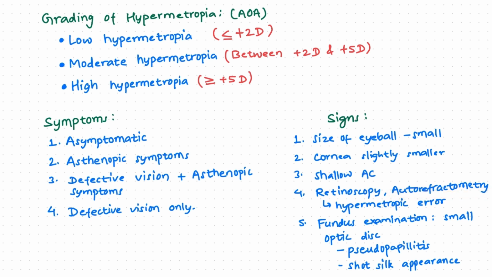During fundus examination, a small optic disc is seen and a characteristic feature called pseudopapillitis is seen, which means there is no swelling in the disc, but it may look more vascular, which mimics it, so it is known as pseudopapillitis. And because the retina as a whole may shine a lot, that causes a shot silk appearance.